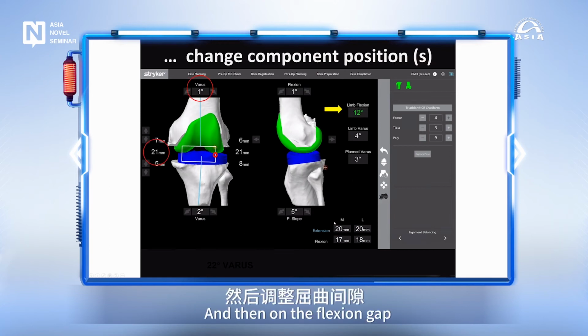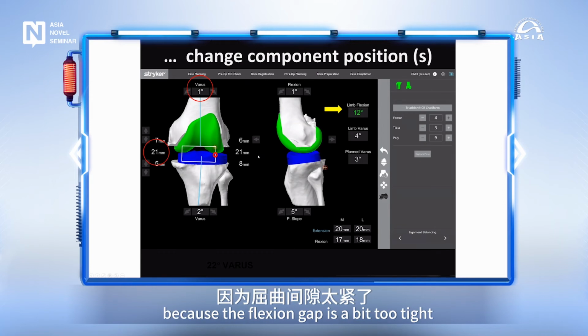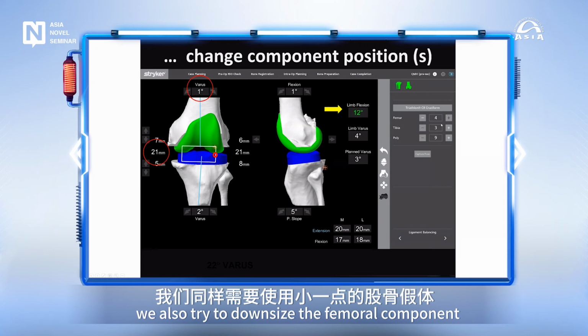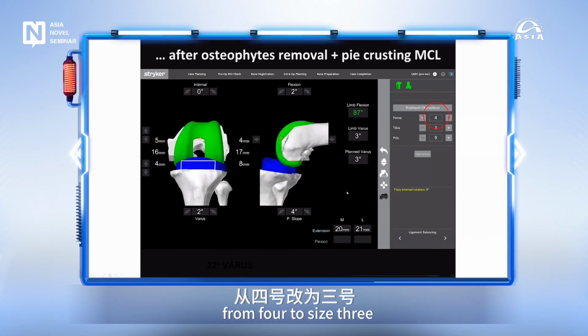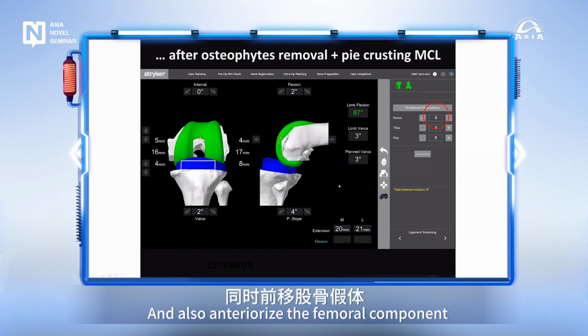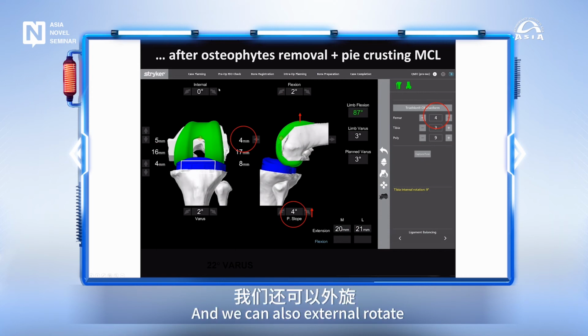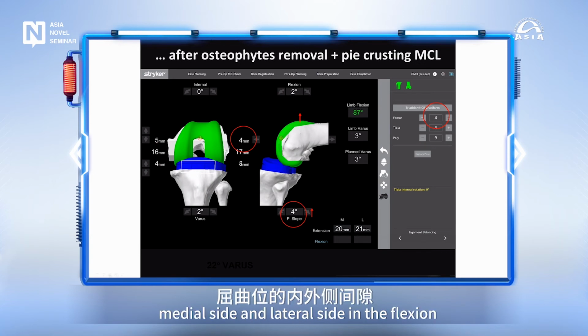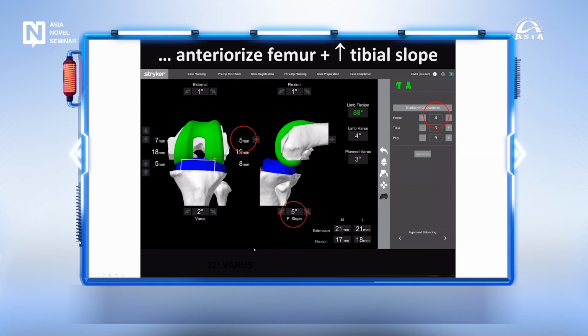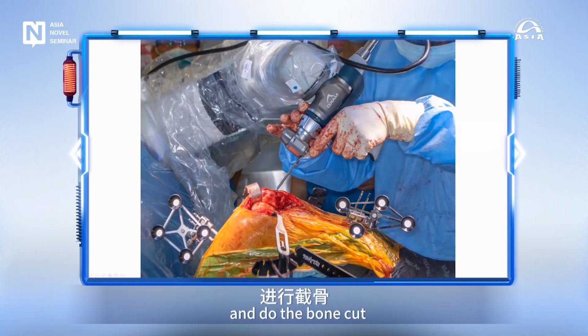And then on the flexion gap, because the flexion gap is a bit too tight, we also try to downsize the femoral component from size 4 to size 3, and also anteriorize the femoral component as well as increase the posterior tibial slope. So with a combined method, we can open up the flexion gap a little bit more. And we can also externally rotate the femoral component to fine tune the medial side and lateral side in flexion. So after that, we can bring the robot and do the bone cut.